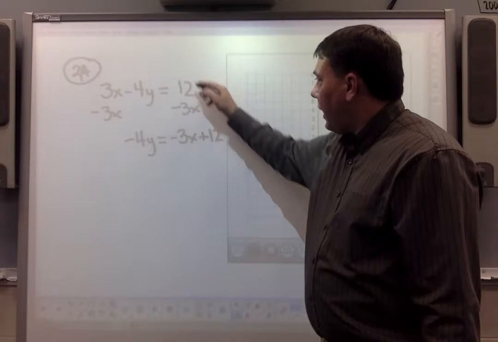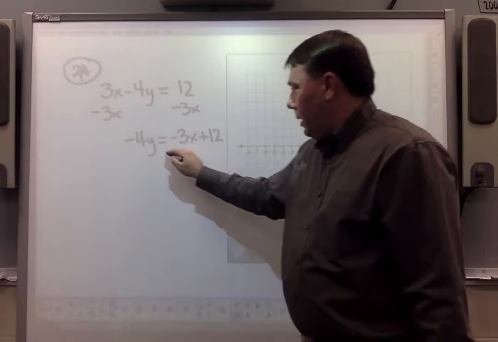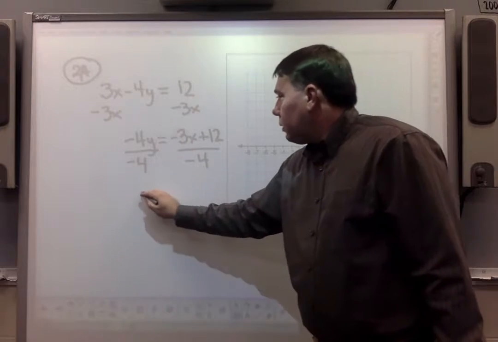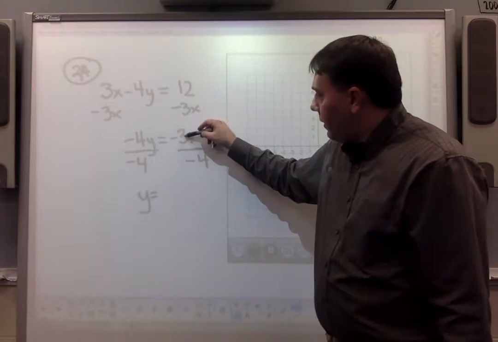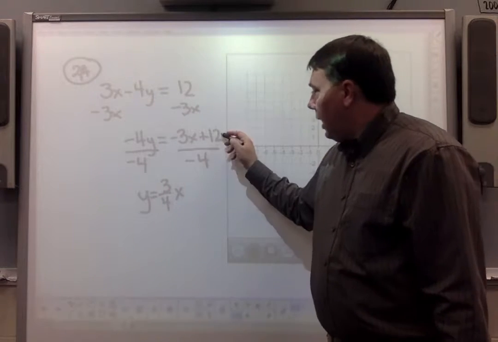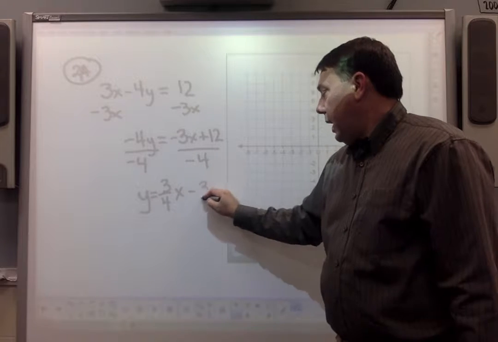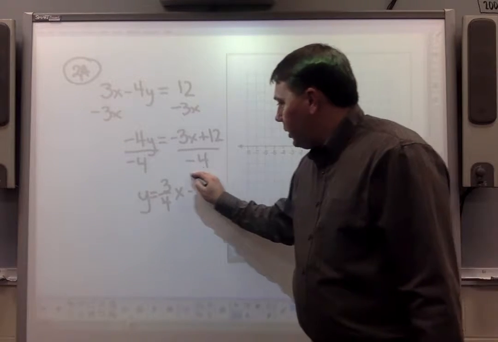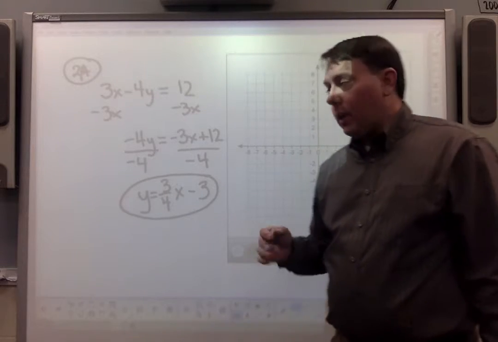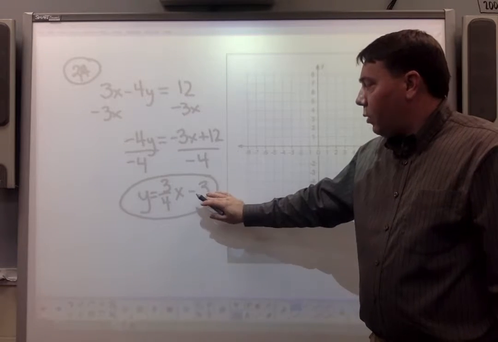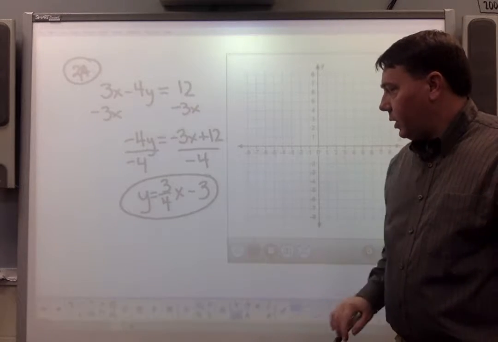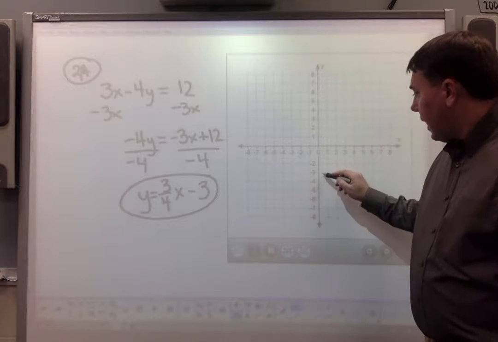Those are unlike terms, so you can't combine them. Then you divide everything by -4 on both sides of your equation. So y equals -3 over -4, that's a positive 3/4 x, and 12 divided by -4 would be -3. So here's your equation in slope-intercept form. Now the solution to this is all the points that are on the line. So the -3 tells us that that's our y-intercept.